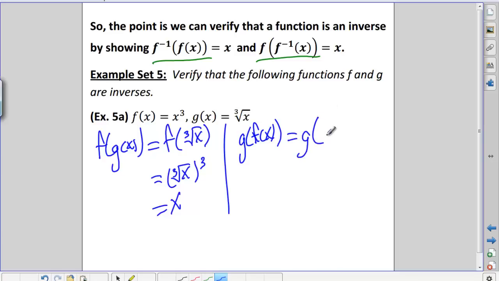So g of f of x, that's g of x cubed, which means we're doing the cube root of x cubed, which of course is still just x. So that verifies what we needed to show. The composition both ways just gives us x. That means these are inverses.